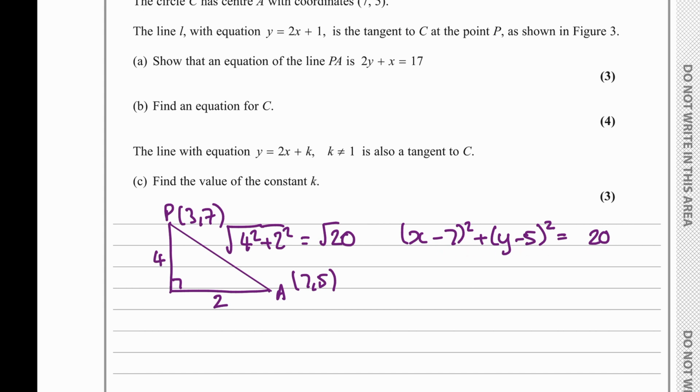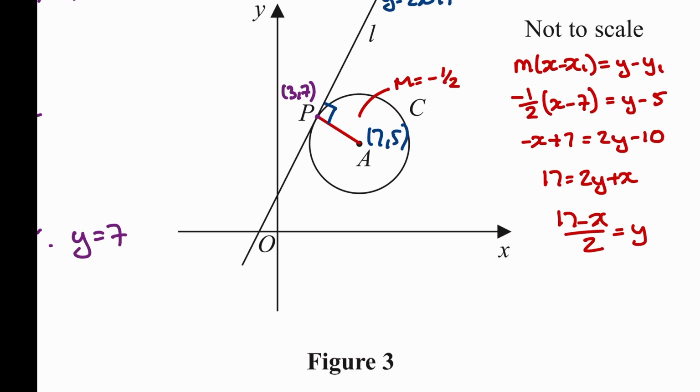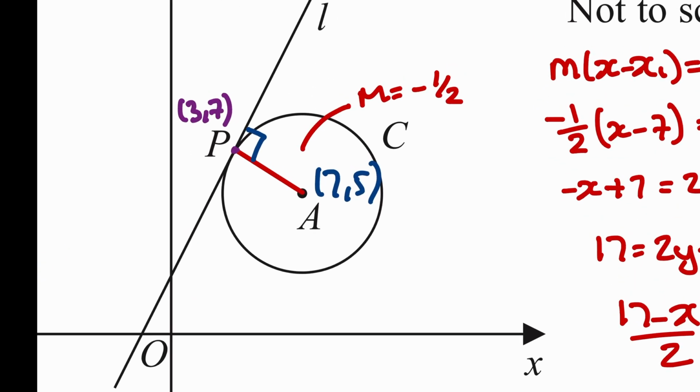For part C, the line with the equation y = 2x + k, where k does not equal 1, is also a tangent to C. We need to find the value of the constant k. So if we go back to our diagram, if y = 2x + k is a tangent to the circle, then it must be parallel with line L. So the only way it could go is at this point. So I'll show the radius again.